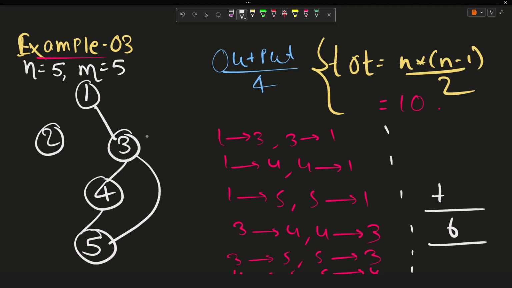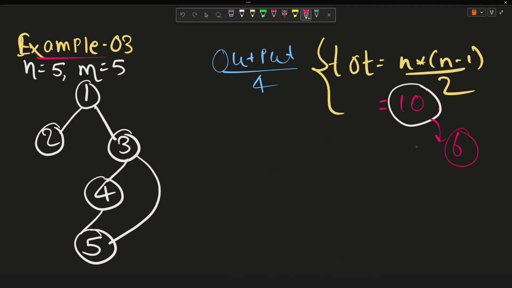So now, after removing this edge, we are getting a total of 6 pairs. But before, when everything was connected, we were getting a total of 10 pairs. So it means that we have successfully reduced the total number of pairs of vertices that are reachable from each other by removing this edge. So now we have a better answer, which is 6, when we removed the edge between 1 and 2.